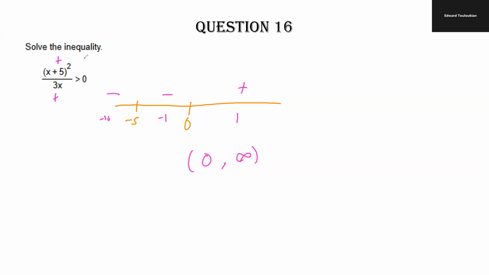And it's an open parenthesis because it's not equal to, it's just greater than. Also, zero is undefined because it will make the denominator zero.